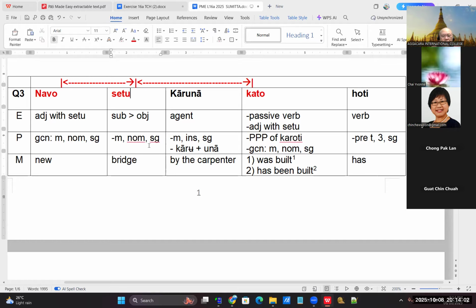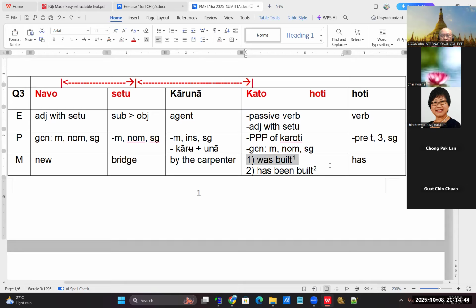Now, setu is nominative. So kato must also be nominative because the subject is explained by kato. Kato we say is made, but another meaning is built, hoti. Now when you put hoti, which is a present tense, with kato you cannot translate it as was built. So we have to translate has been built. You all like to make these two separate, but you can put them together. Put together means you put the hoti here, then you just give the translation was built. It will be easier, right?